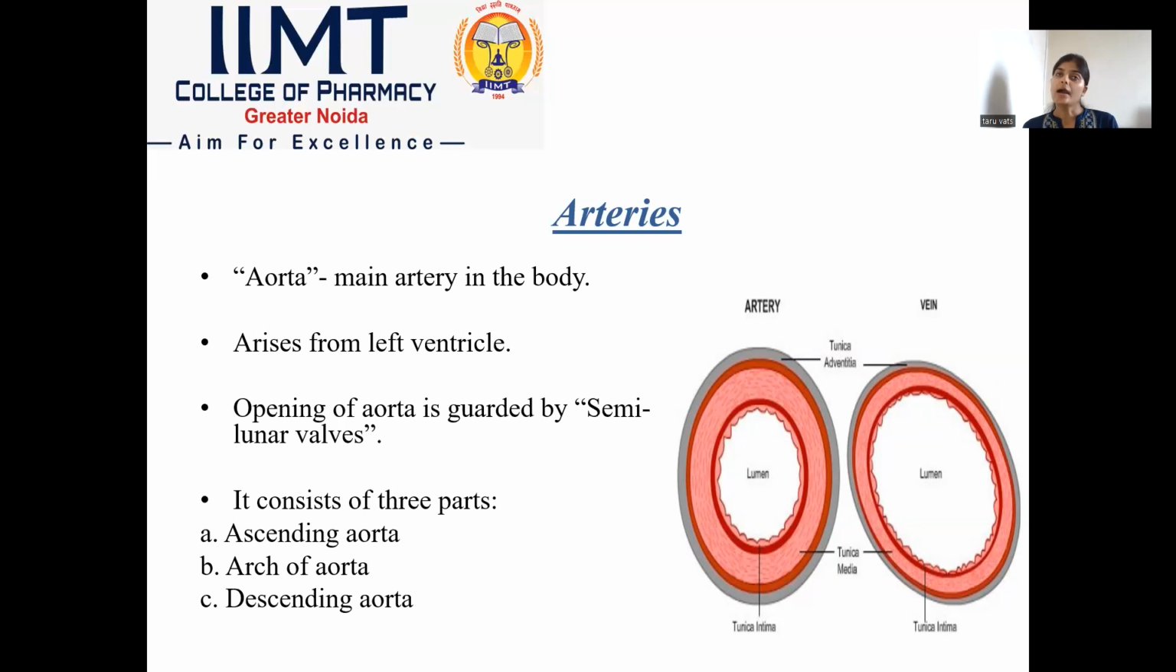So, somewhere artery and vein are similar in structure, but they vary in size. So, the histology of artery and vein is they are made up of three layers. Uppermost layer is known as tunica adventitia. Then, middle layer is known as tunica media, and the innermost layer is known as tunica intima.